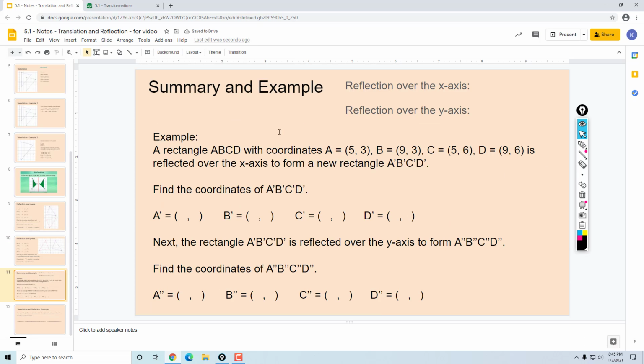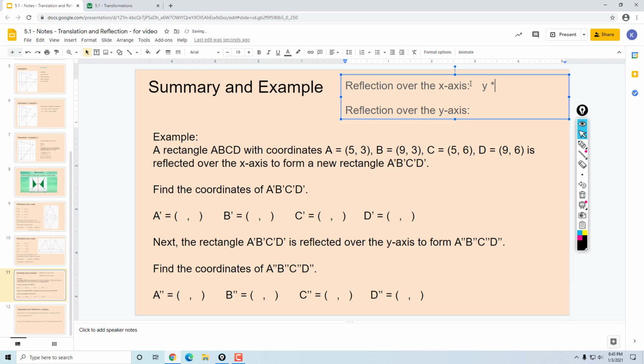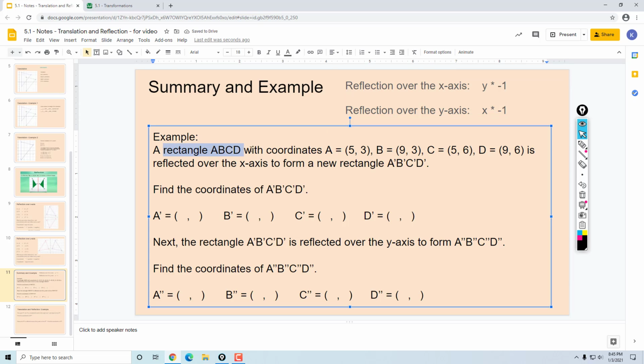So here's an example. Remember, reflection over the x-axis means y times -1. Y-axis means x times -1. A rectangle ABCD with these coordinates is reflected over the x-axis. Okay, when we do that, the y must change. 5, 3 becomes 5, -3. 9, 3 becomes 9, -3. 5, 6 becomes 5, -6. 9, 6 becomes 9, -6.